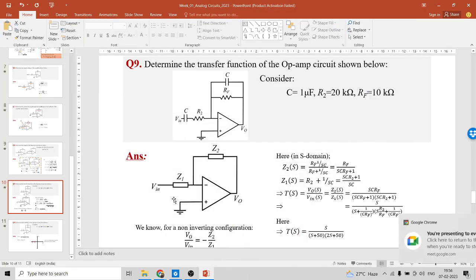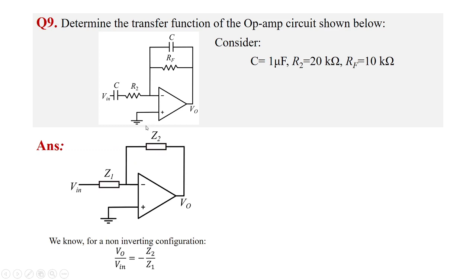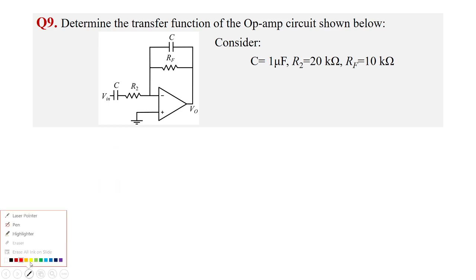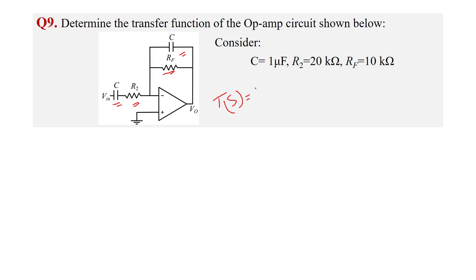Okay, so let me discuss the ninth question, which the student has asked me to discuss. Determine the transfer function of the op-amp circuit shown below. It is an op-amp based circuit where capacitance and resistance are connected. So how to find the transfer function? T of s is equal to the Laplace transform of the output, V naught of s, by the Laplace transform of the input, V in of s. So this is the transfer function.